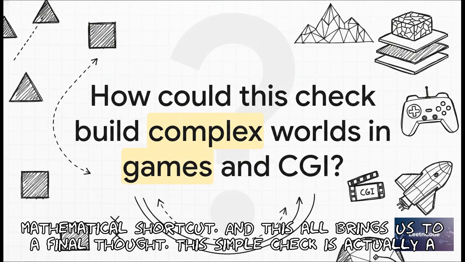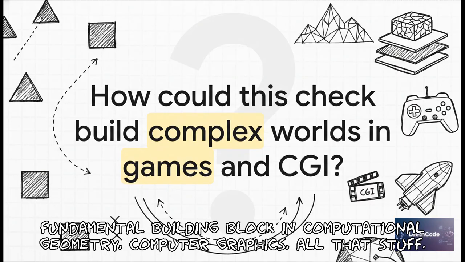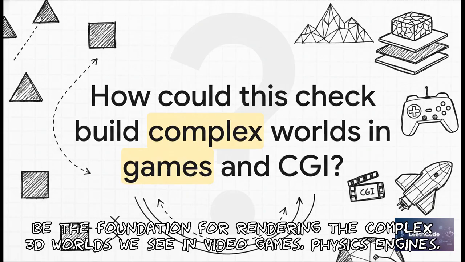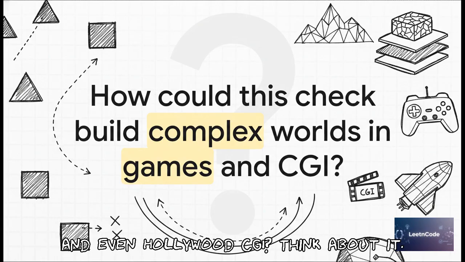And this all brings us to a final thought. This simple check is actually a fundamental building block in computational geometry, computer graphics, all that stuff. So I'll leave you with this question. How could this basic ability to identify the convexity of a shape be the foundation for rendering the complex 3D worlds we see in video games, physics engines, and even Hollywood CGI?